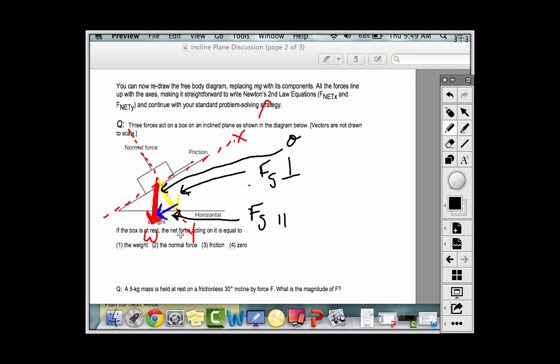If the box is at rest, the net force acting on it is equal to, maybe I actually read this question wrong. If the box is at rest, the net force acting on it is equal to, what would it be? If it's at rest and it's not moving, it would be equal to 0. There is no net force acting on it. So the force of friction must be stopping it from sliding down this inclined plane. Okay?